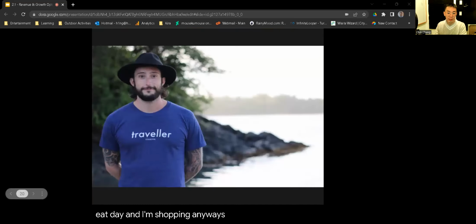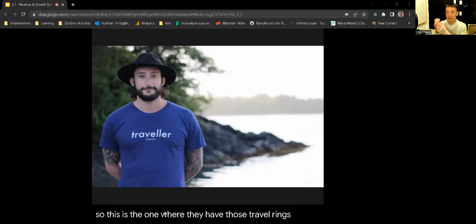Another one here is Travelers Collective. So we talked about this example actually. This is the one where they have those travel rings, the travel accessories, and by selling those keychains that you can attach those rings to for each country that you visit, they actually get more recurrency around the single purchase of the keychain itself. And just to give you an idea in terms of revenue and numbers, when they started, they were making about 6,000 a month, sorry, 30,000 a month after 6 months of operations just by selling those keychains.